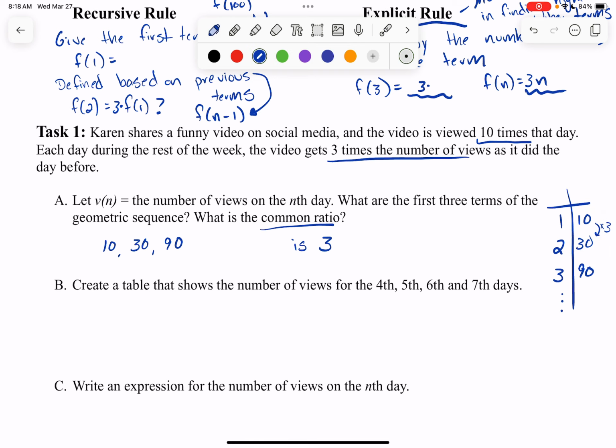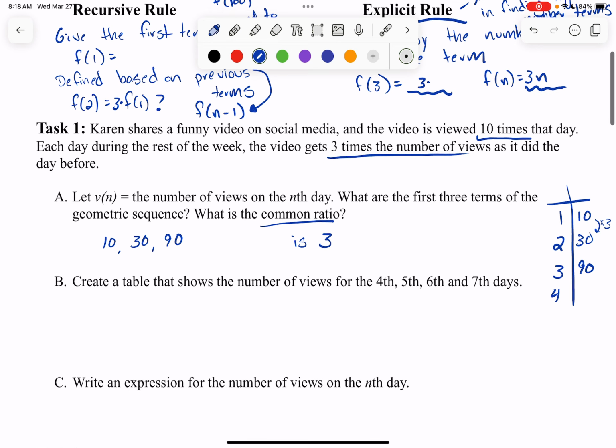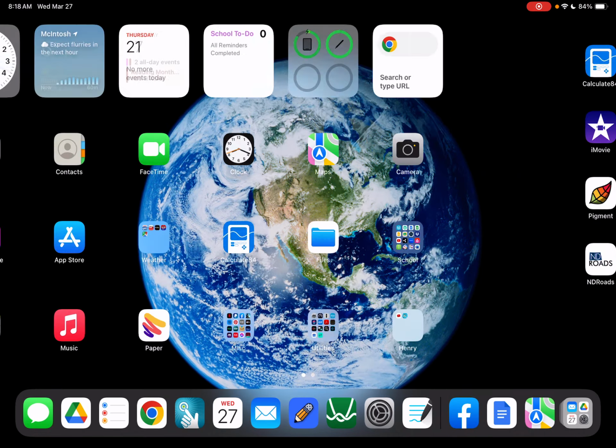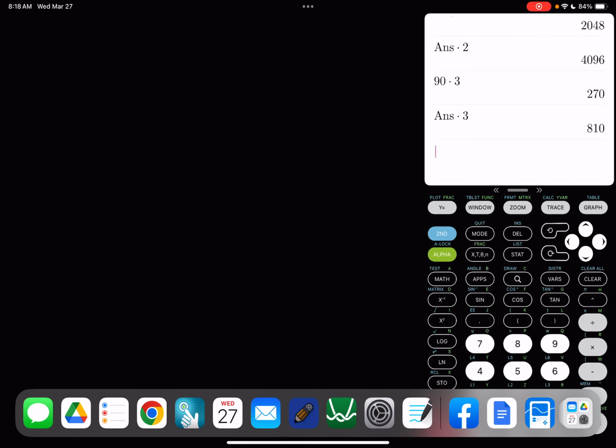Now it says, create a table that shows the number of views for the 4th, 5th, and 6th days. So we're going to go ahead and take this and we're just going to extend it out. So 4th, 90 times 3 would be what, 270? 270 times 3. Let me get my calculator out. So we've got 90 times 3 is 270, times 3 is 810.